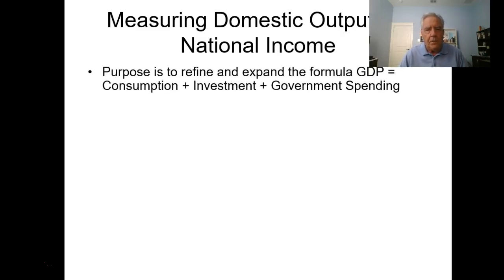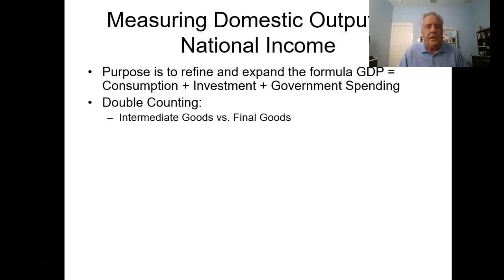So what we said was consumption, investment, and government spending. Now the title of this overhead is domestic output and national income. When we say that, we mean only the stuff that we produce. So international trade is out of this calculation. If you want to measure domestic output and national income, it would just be consumption, investment, and government spending would equal GDP.